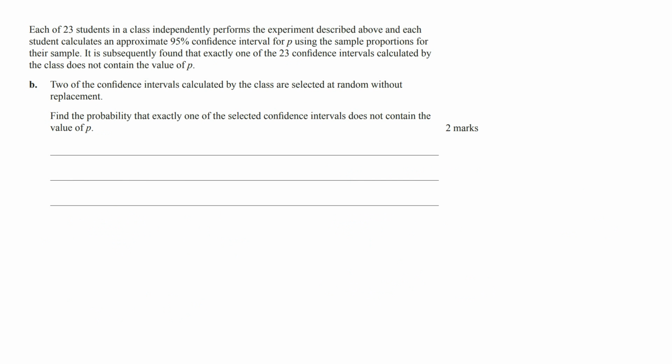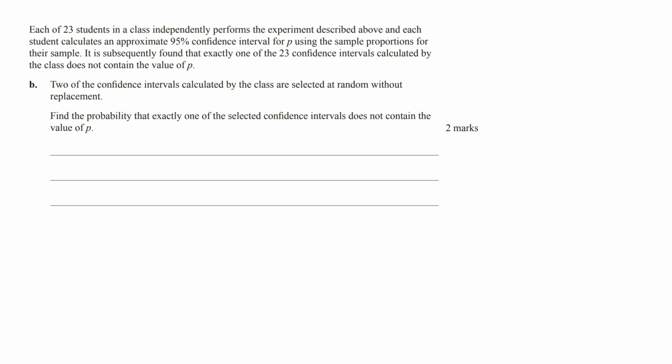Each of 23 students in a class independently performs the experiment described above, and each student calculates an approximate 95% confidence interval for p using the sample proportions for their sample. It is subsequently found that exactly one of the 23 confidence intervals calculated by the class does not contain the value of p. 2 of the confidence intervals calculated by the class are selected at random without replacement. Find the probability that exactly one of the selected confidence intervals does not contain the value of p.